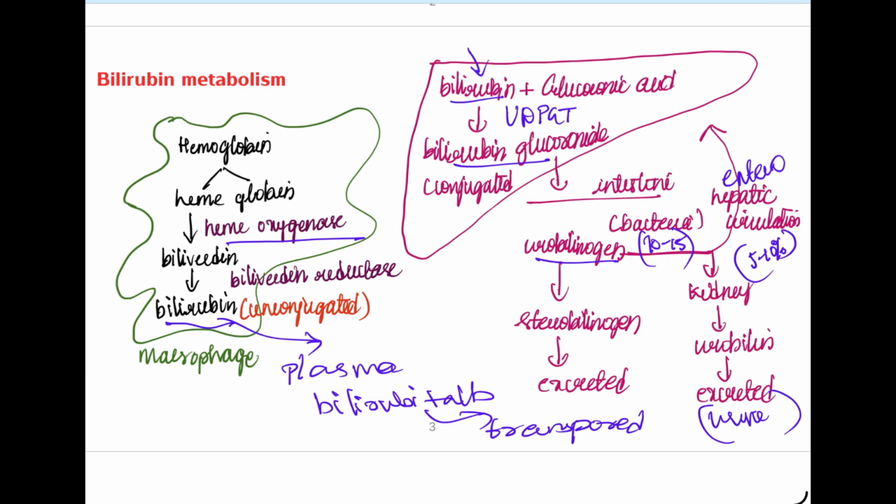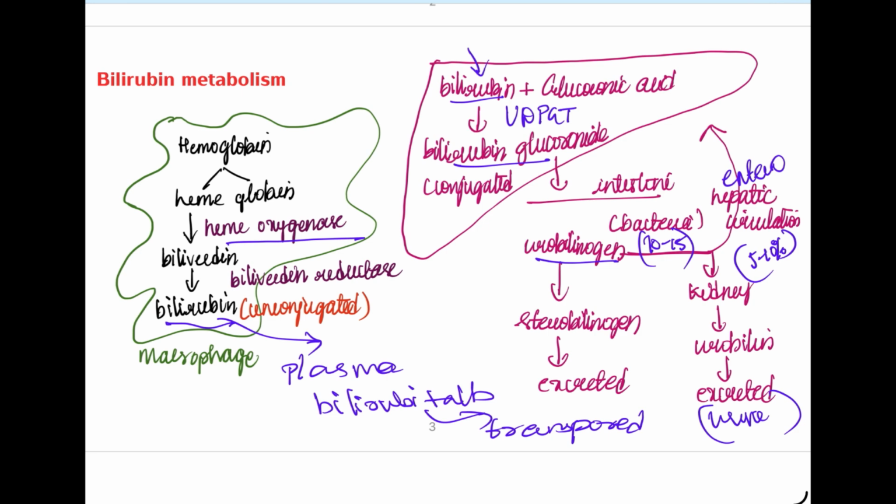Let's see about the bilirubin metabolism briefly. Whenever the lifespan of the RBC gets completed, it gets engulfed by the macrophage and the hemoglobin is broken down into heme and globin. Heme is converted into biliverdin with the help of heme oxygenase. Biliverdin gets converted into bilirubin with the help of biliverdin reductase. This bilirubin is unconjugated bilirubin, and it gets excreted from the macrophage into the plasma.